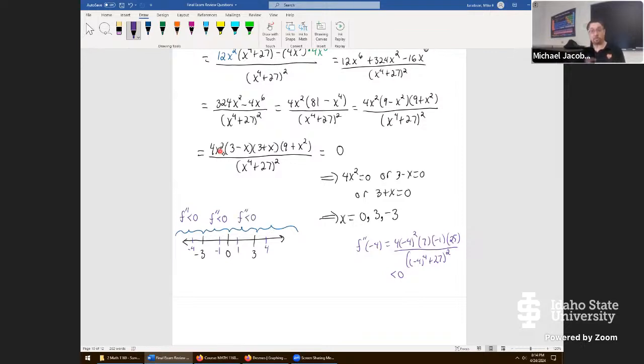But again, if I had time, I would definitely test this out just to make sure I didn't make any silly mistakes. Right here at 3, that came from this one. Power here is 1, which is odd, so the sign changes again.